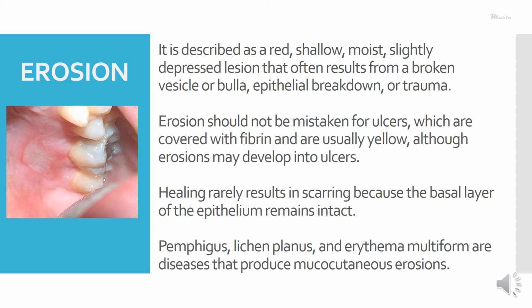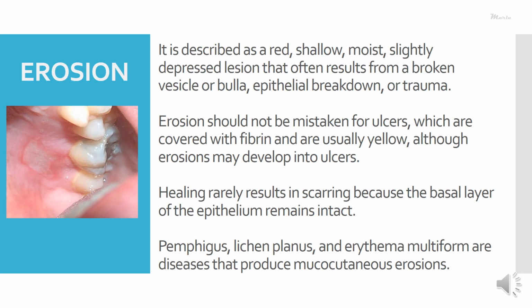So erosion is described as a red, shallow, moist, slightly depressed lesion that often results from a broken vesicle or bulla, epithelial breakdown or trauma. So when it occurs because of trauma or epithelial breakdown, these are generally primary. However, when it occurs from a vesicle or bulla, these are secondary presentations. So erosion should not be mistaken for ulcers, which are covered with fibrin and are usually yellow, although erosions may develop into ulcers.